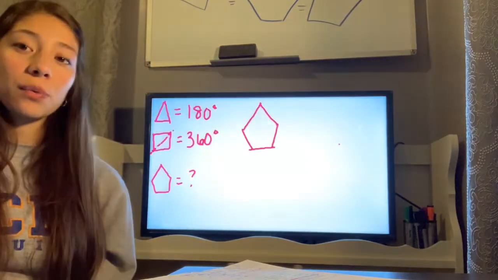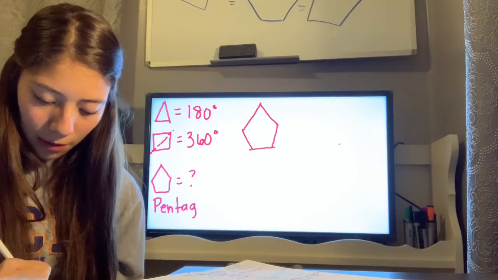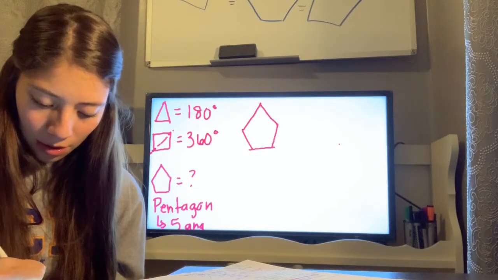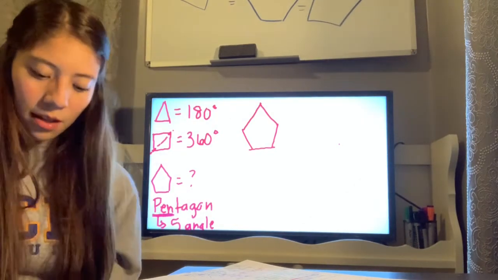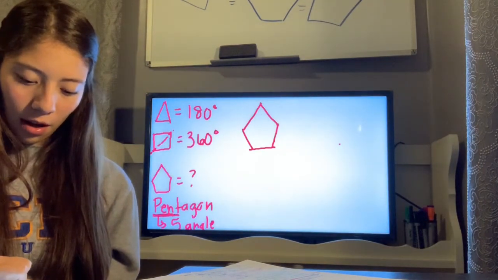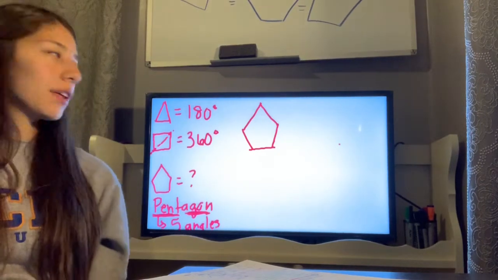So I hope that you guys are writing it down. Pentagon means 5 angles. Pent means 5, and then gon means angles. Okay? So how do we figure this out?